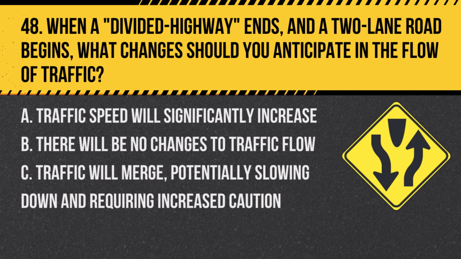Question 48. When a divided highway ends and a two-lane road begins, what changes should you anticipate in the flow of traffic? A. Traffic speed will significantly increase. B. There will be no changes to traffic flow. C. Traffic will merge, potentially slowing down and requiring increased caution.